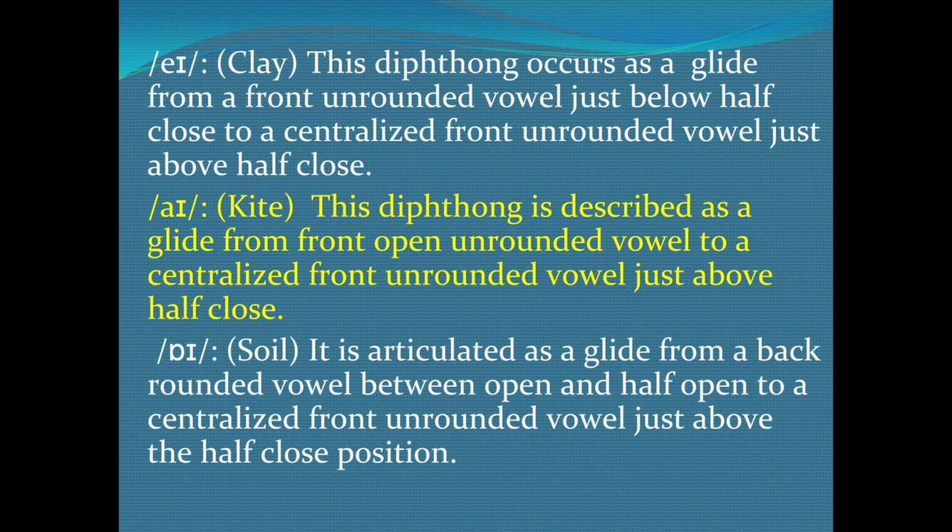It is articulated as a glide from a back rounded vowel between open and half open, and it glides to a position, a centralized front unrounded vowel just above the half close position.